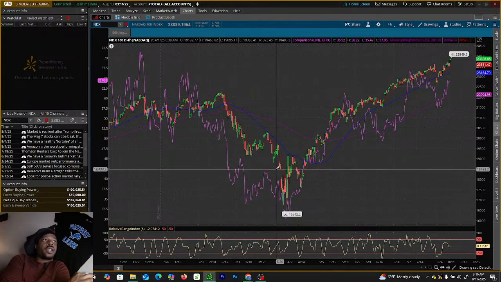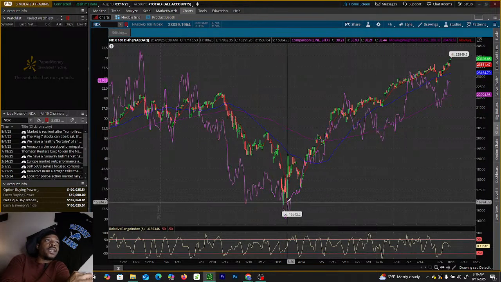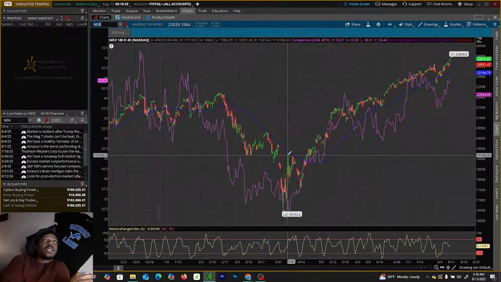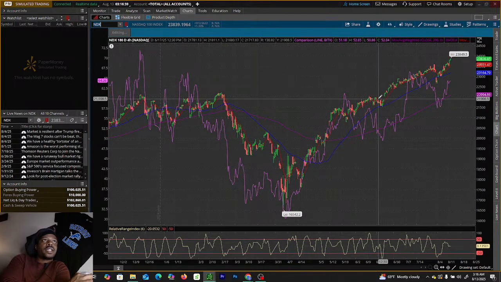This is all the way back in April, so I believe it was this day. It had a low down here, then went as high as 19,000. So that was an 11% move. But that doesn't often happen in a single day within the Nasdaq. It happens over the course of a week, and you have to be really careful because, as you can see, it has ups and downs.